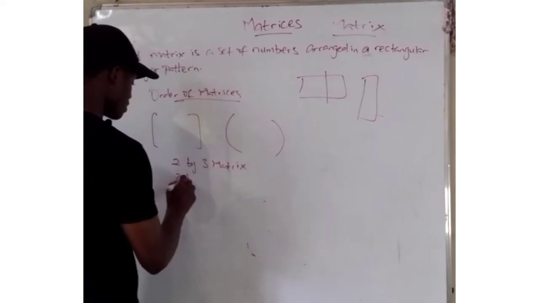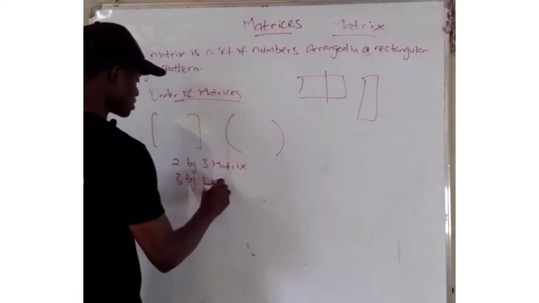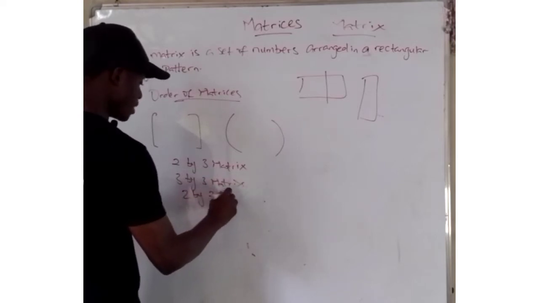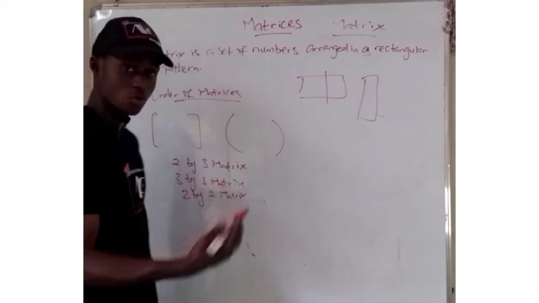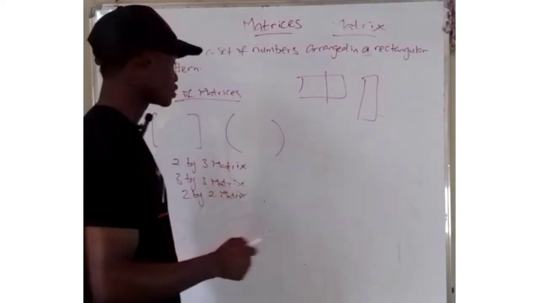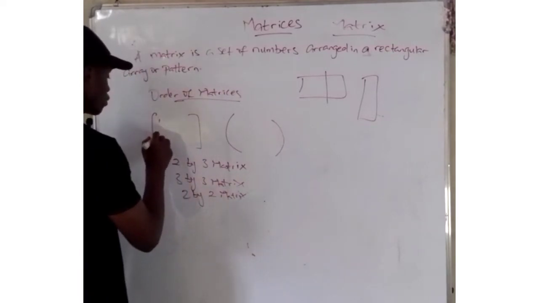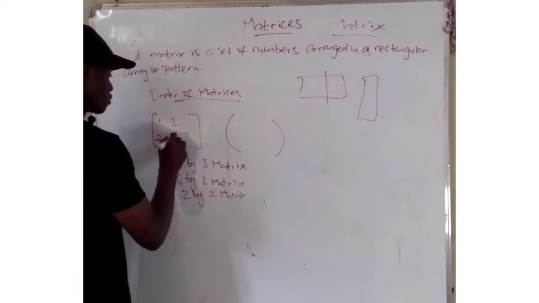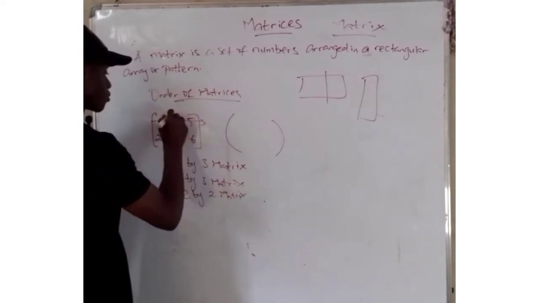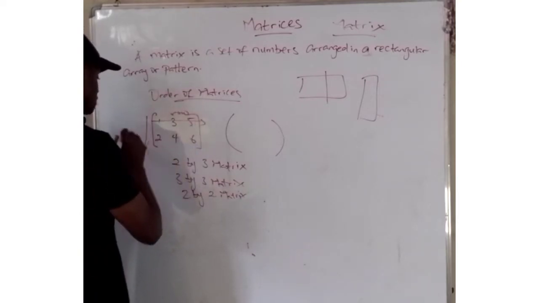Now, for the order of matrices, we have a 2 by 3 matrix, or a 3 by 3 matrix, a 2 by 2 matrix, and so on. Let me explain what I mean by all this. When we have numbers arranged, we have them in rows and columns. This is a row, and this is a column.